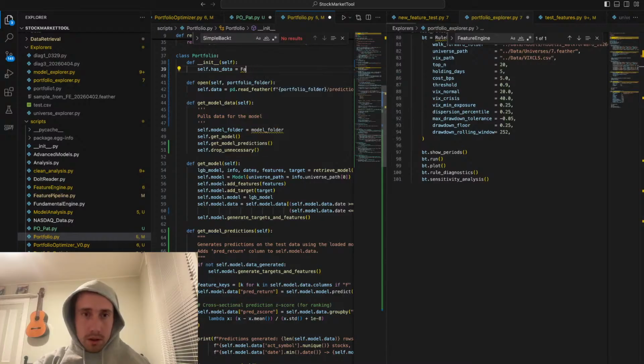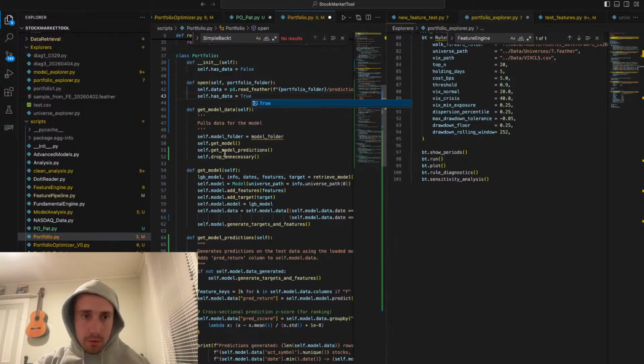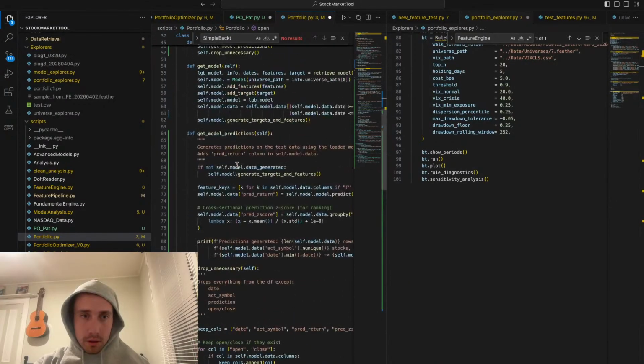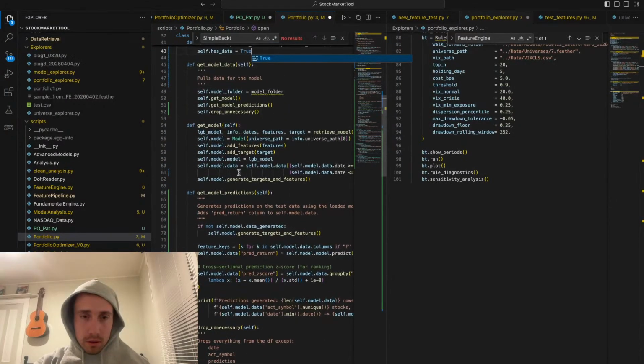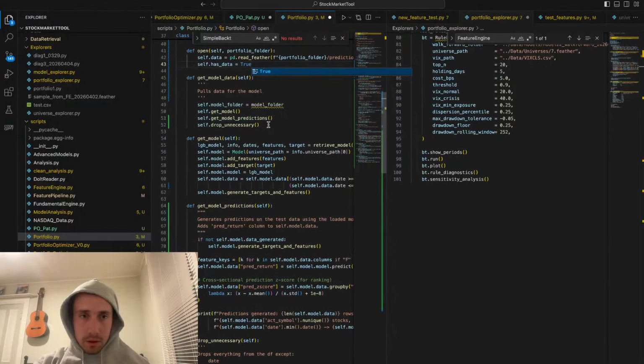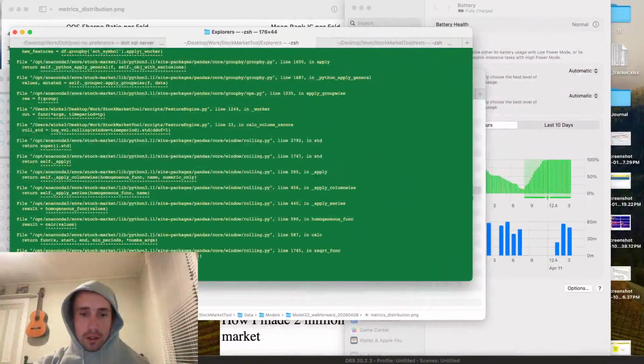Okay, we're going to initialize has data to false. Then if it's been opened, make it true. Then drop unnecessary. And then save. Don't need to do that. Okay, now I can read in a model that I've already saved.